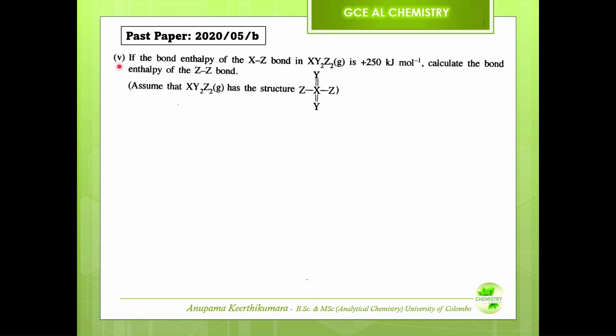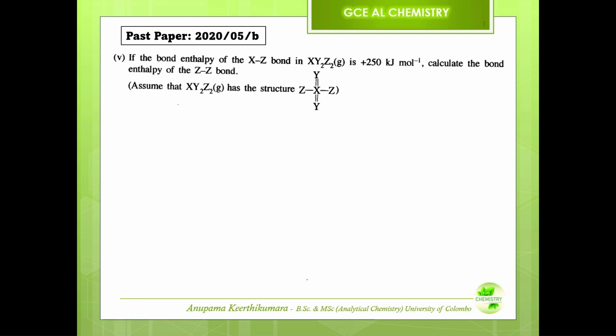Question number 5. If the bond enthalpy of the XZ bond in XY2Z2 gas is plus 250 kilojoules per mole, calculate the bond enthalpy of the ZZ bond. Assume that XY2Z2 gas has the structure. The structure of XY2Z2 gas is given in the question.